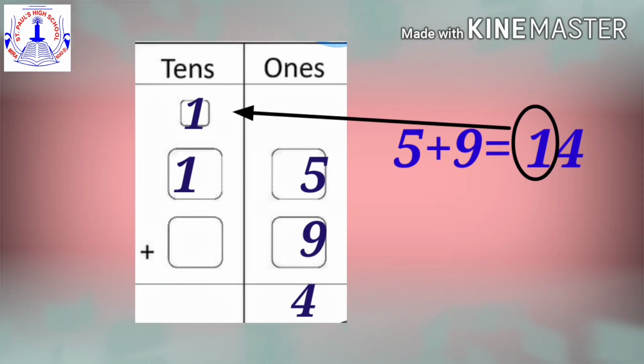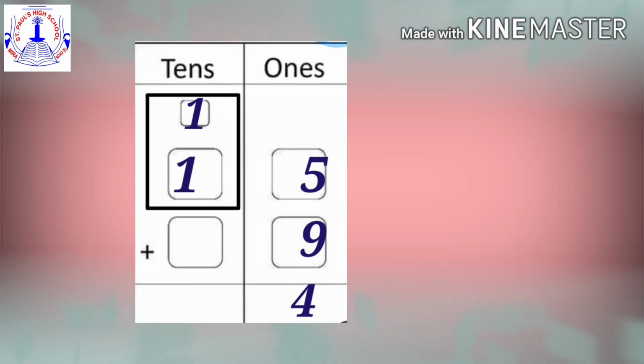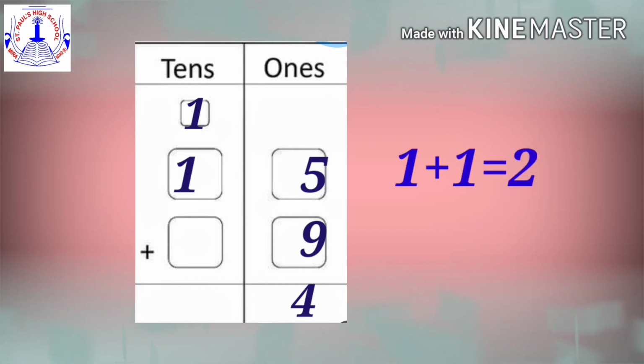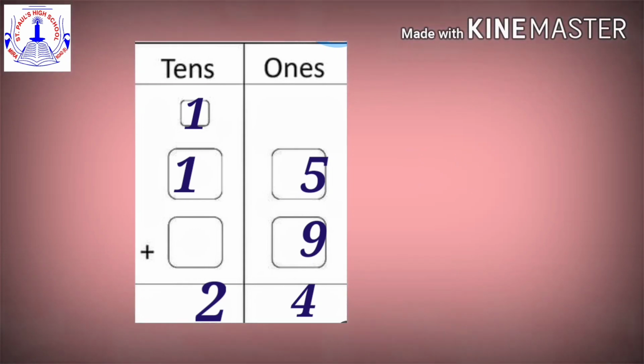Very good. Now let's add the tens place. In the number 15, 1 is in the tens place, plus the 1 which we have carried over. So 1 plus 1 gives you 2. Very good. So 15 plus 9 gives you 24.